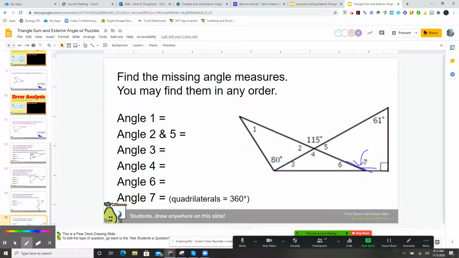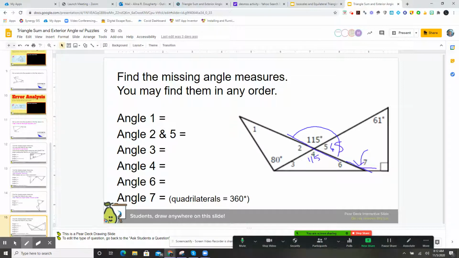5. Angle 5 makes a straight line with 115. So what should they add up to? 6. That they should add up to 180, so the answer is 65 for sure. What other angle do we know? 4. What's 4? 115. Those are vertical.